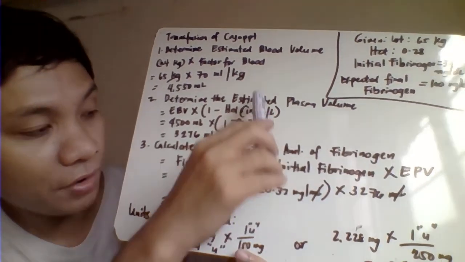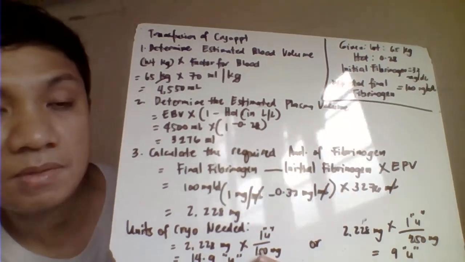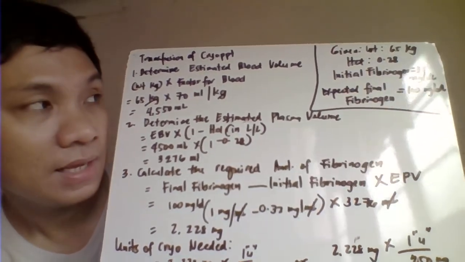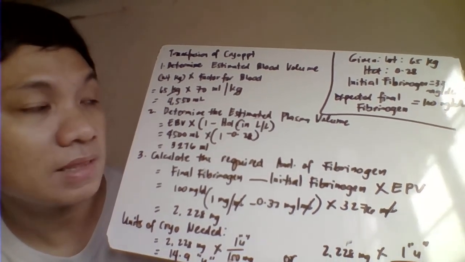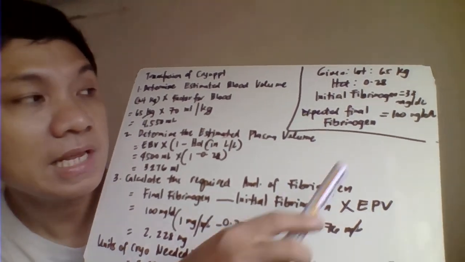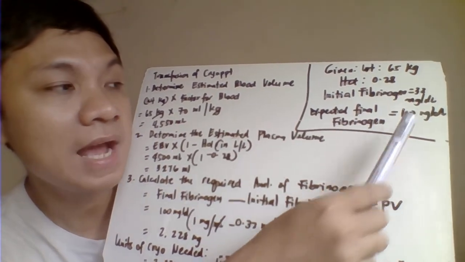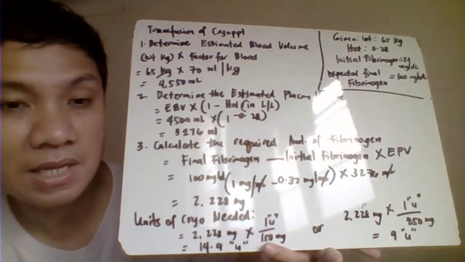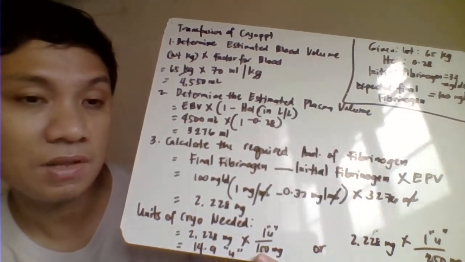Okay, so this one is for your fibrinogen. We have given the weight of the patient, 65 kilograms, hematocrit is 0.28, initial fibrinogen level 32 mg per dL, expected final fibrinogen is 100 mg per dL. So currently, this is our patient's fibrinogen, and our physician wants to increase that to 100 mg per dL. So how much of the cryoprecipitate are you going to give to the patient?